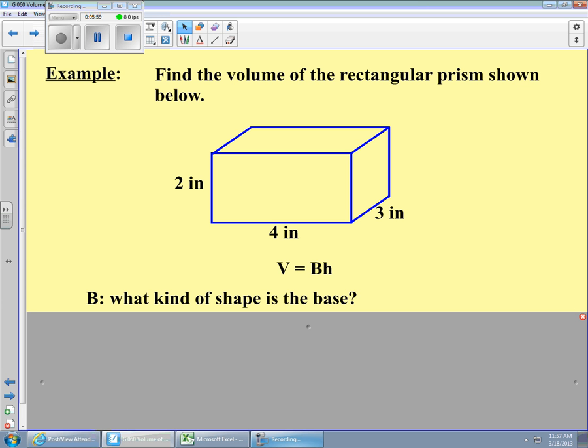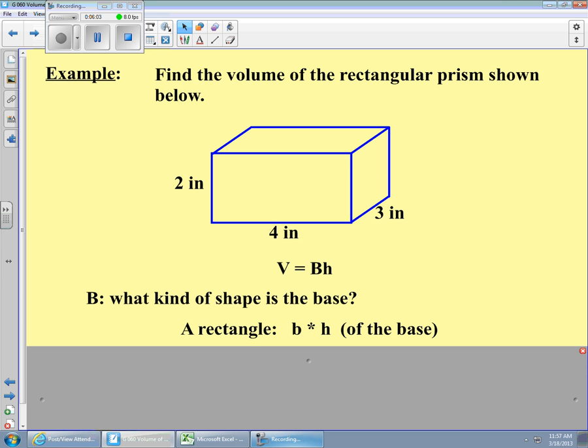Uh-oh. Length times width, or more specifically, base times height. Okay. Now, guys, you gotta keep this a little bit straight in your head. It's unfortunate. Look what just happened. We have an H in our volume formula. We now have an H in our area of our base formula. Do not confuse the two.